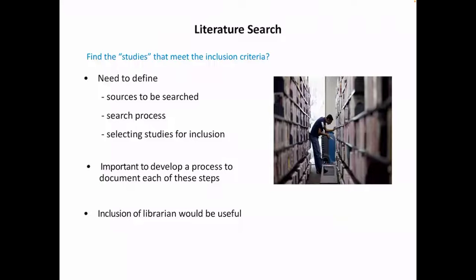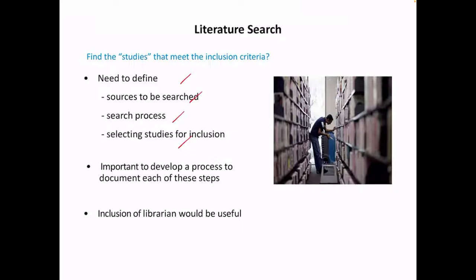All the studies are gathered together. Then you do a title and abstract screening. From there, you identify the studies which could possibly fit into your systematic review. After this, the data extraction is done, after the analysis and the critical appraisal of the studies. So there is a very important need to define the sources to be searched, the search process, and selecting the studies for inclusion, because this is very transparent for another person to replicate.